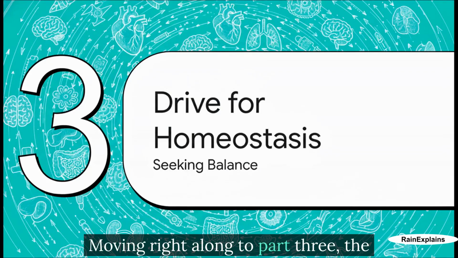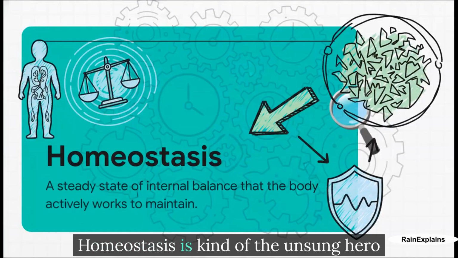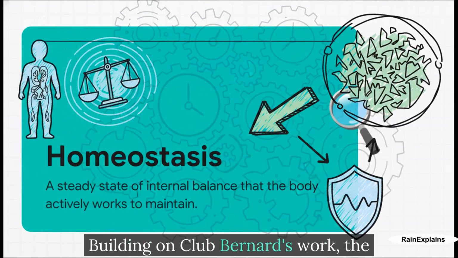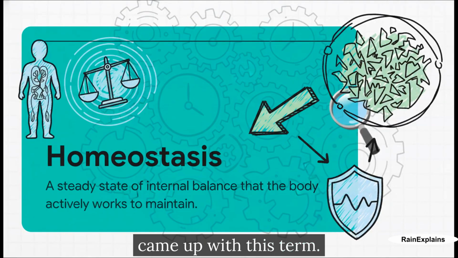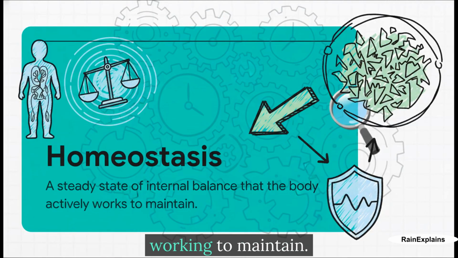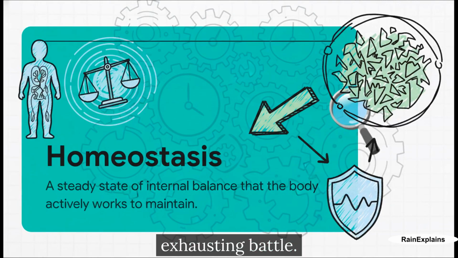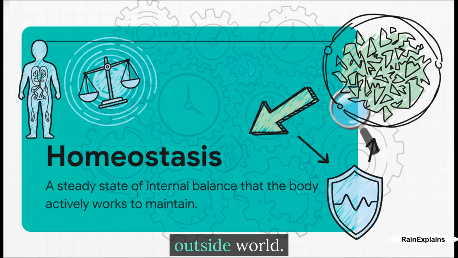Moving right along to part 3, the drive for homeostasis. Homeostasis is kind of the unsung hero of our whole physiological story. Building on Claude Bernard's work, the American physiologist Walter Cannon came up with this term. It describes the steady state of internal balance that the body is actively working to maintain. And let me tell you, it is a constant, exhausting battle. It takes a massive amount of energy to keep your internal stability perfectly balanced against a relentless, chaotic outside world.